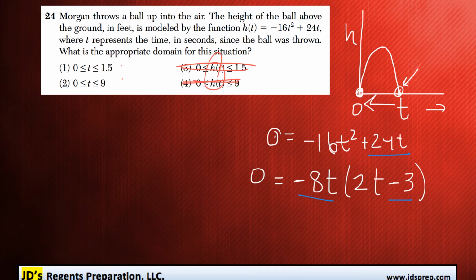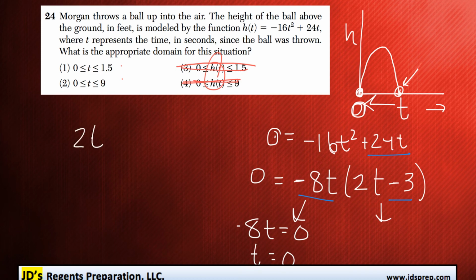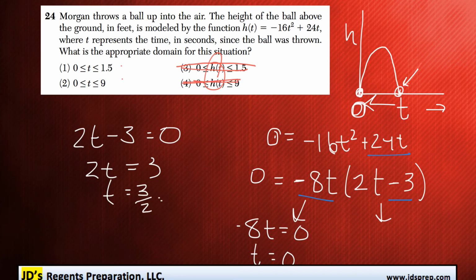Okay, so now we can set both of these equal to 0. So if negative 8t equals 0, then clearly t would have to equal 0. And we already knew that. That was our left side, our x-intercept there. Now for the other one, kind of running out of room over there, so let's write it over here. 2t minus 3, we're going to set that equal to 0 and solve. We would get 2t equals 3, which means t equals 3 divided by 2, or 1.5. So that's our other x-intercept. So that means option number 1 is our correct answer.